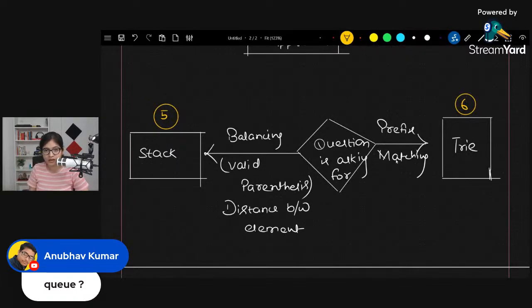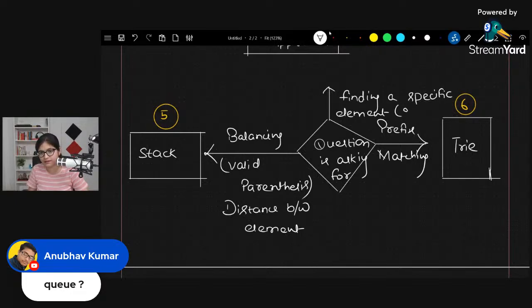If the question is asking you to find a specific element, given any key you want to find a value, which particular data structure will you use here? You need to find a specific element given a particular key. Which particular DS will you use? Anyone? Very simple answer.